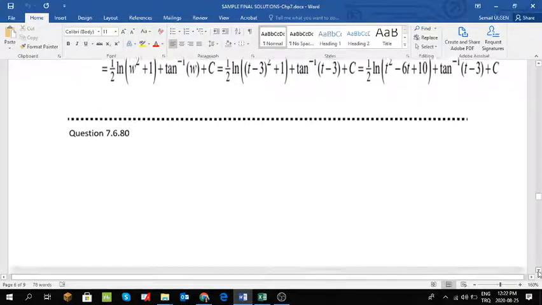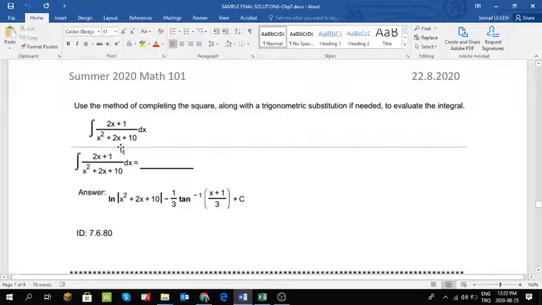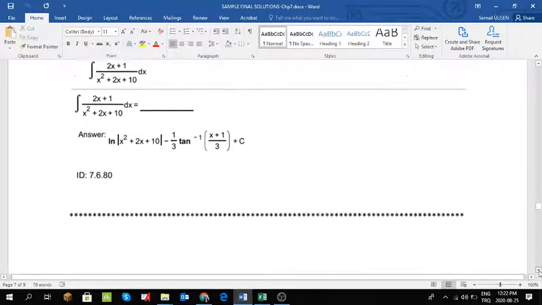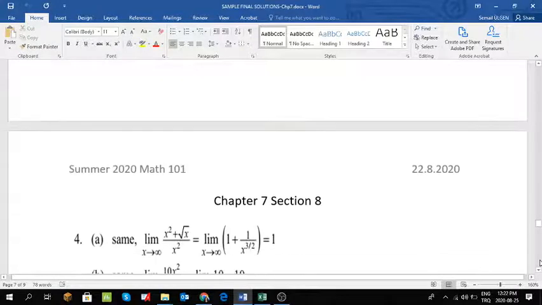So this is how you would do this type of question, and you can use that method to solve this one. Please do it at home and check if the answer matches with your answer, okay? As a practice. Alright, my next question, let's see what that is.